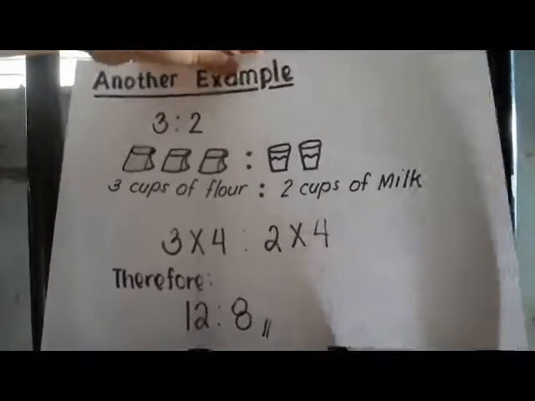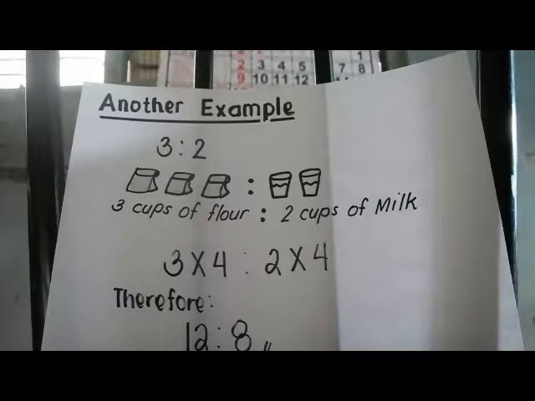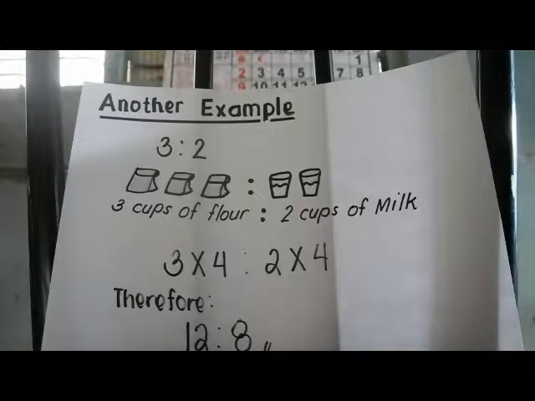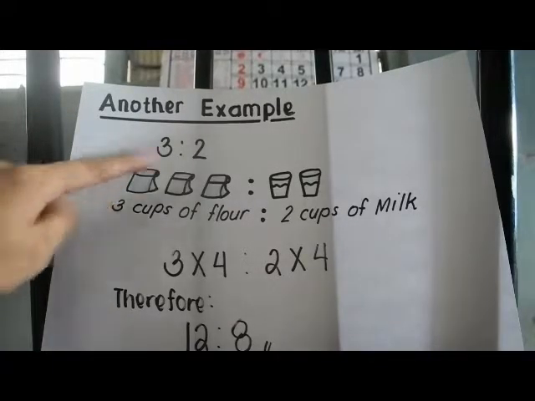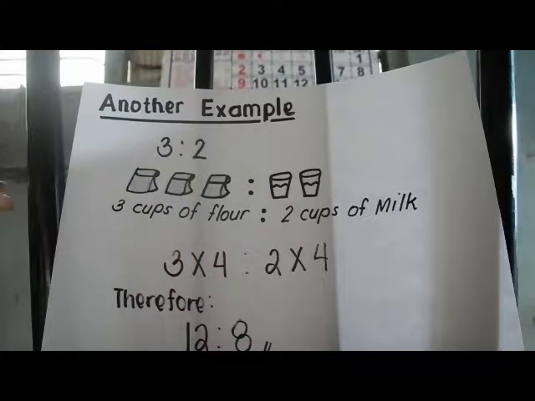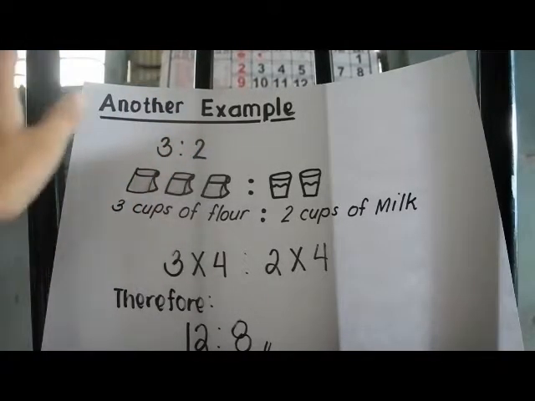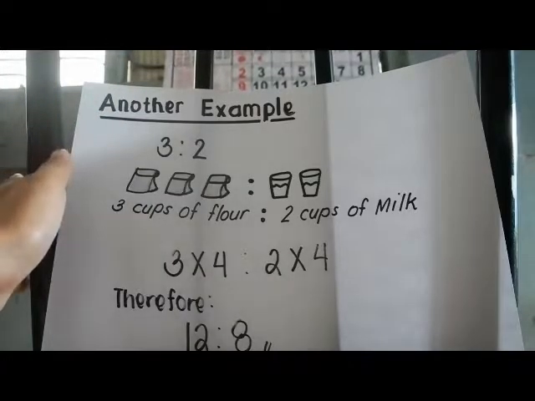We have another example. I love making pancakes. I love it, and I love eating pancakes. So here I have a recipe for pancakes. Our recipe uses 3 cups of flour and 2 cups of milk. So the ratio of flour to milk is 3 to 2.